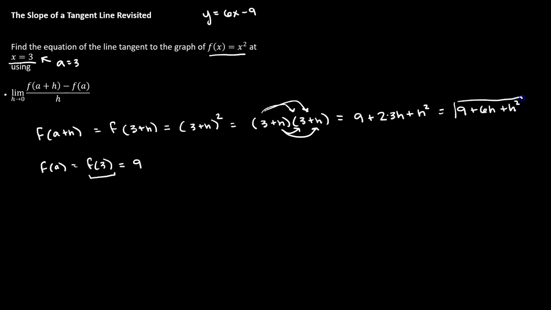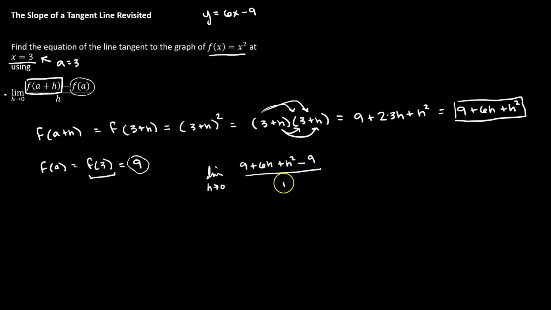So we will take out the f at a plus h in the limit notation and replace it with 9 plus 6h plus h squared. And then we'll replace this f at a with 9. So then our limit, as h goes to 0, looks like 9 plus 6h plus h squared minus 9 divided by h.